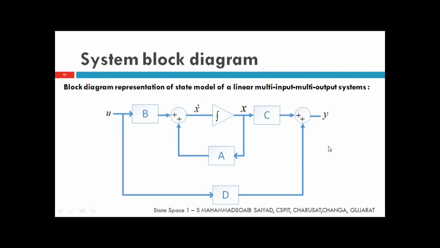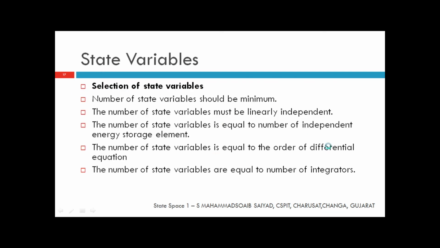An important part of the state variable selection is that you have to consider these terms. The number of state variables should be the minimum. For any system, I can't say I will have 6 state variables; it should be a minimum, either 2 or 3, maximum 3. Next point is the state variables must be linearly independent. Third, the number of state variables is equal to the number of independent energy storage elements.